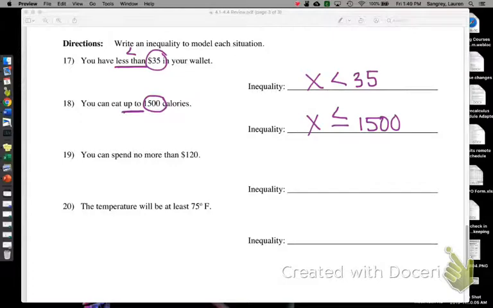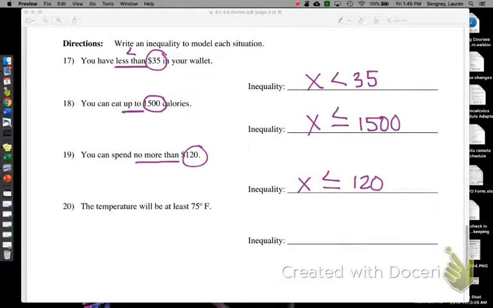Number 19, you can spend no more than $120. So variable first, number second. So ask yourself, can I spend less than 120? Can I spend more than 120? Can I spend exactly 120? So as you're thinking about the answers to those questions, hopefully you're thinking, well, I can spend 120 or less. So less than or equal to 120.